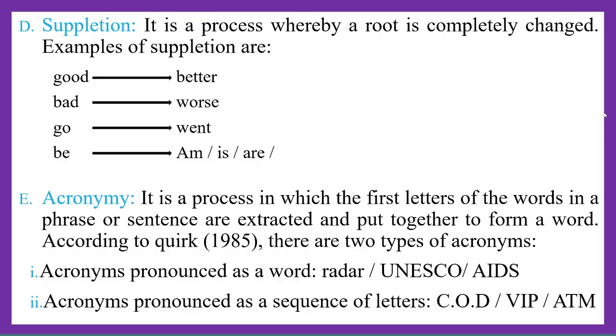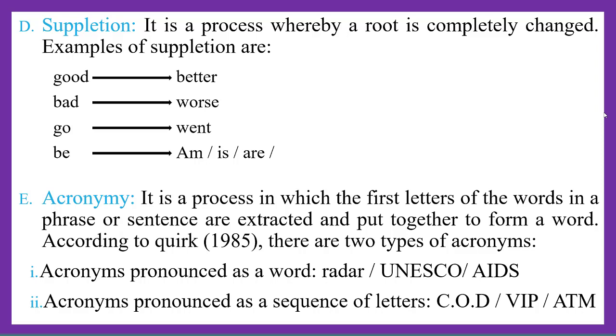Then we have another word formation process called suppletion. It is a process whereby a root is completely changed. Examples of suppletion are good becomes better. You see, the entire word is changed. There is no reduplication or part of the word that's still the same, nothing. Good, better. If you look at the segments that we have, on the surface they don't look alike. So this is suppletion. Bad becomes worse, go becomes went, be, we have am, is, and are. So this is suppletion.